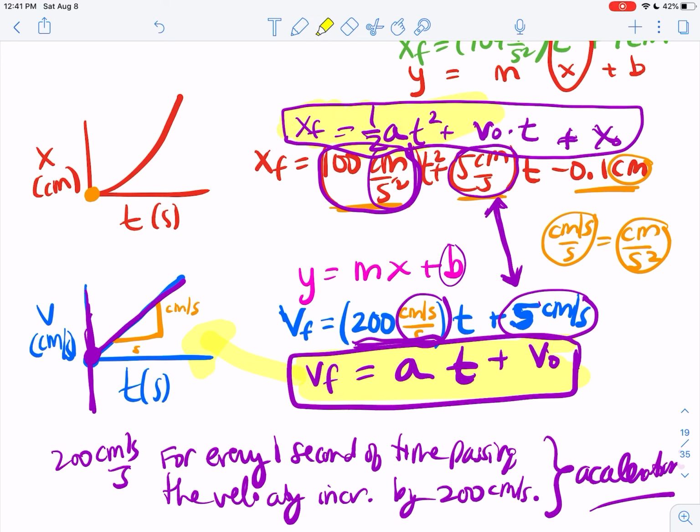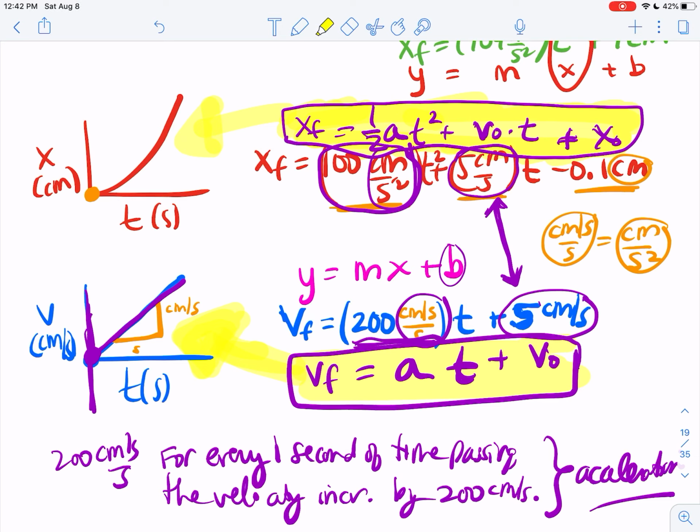Now, those of you that are calculus people probably already know this and see where this is going with derivatives and integrals and such. But we're not quite there yet for everybody, so just hold on to that thought. These are the two equations that we are getting from these graphs. This is simply the quadratic equation from the position graph. This velocity equation is simply the y equals mx plus b from the velocity graph. That's exactly where they come from.